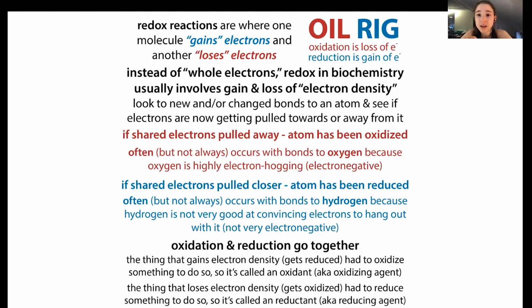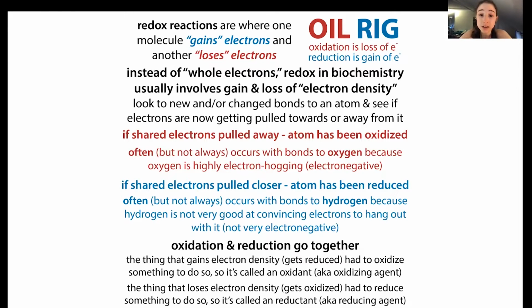That's because oxidation is a loss of electrons or a loss of electron density. Oxygen is super electronegative. This means it hogs electrons like crazy. If it binds to something else, it's going to be hogging those electrons. And so if you form a bond to oxygen, say goodbye to that electron density. In that bond, the electrons are going to be hanging out more often towards the oxygen. They love the oxygen more. So you're going to be getting oxidized.